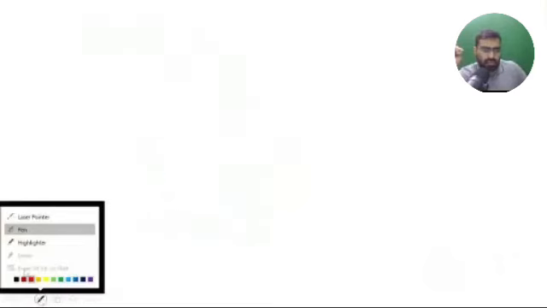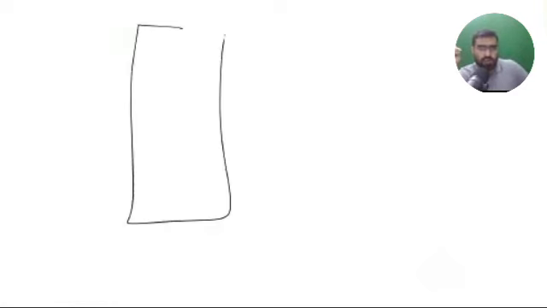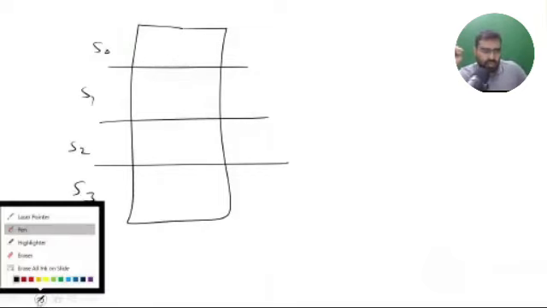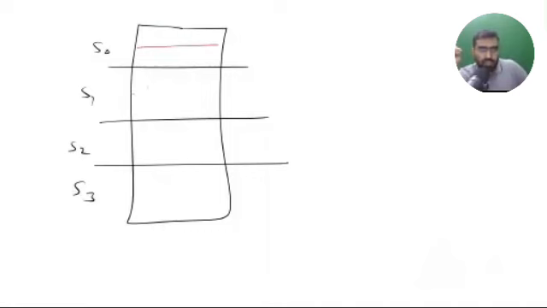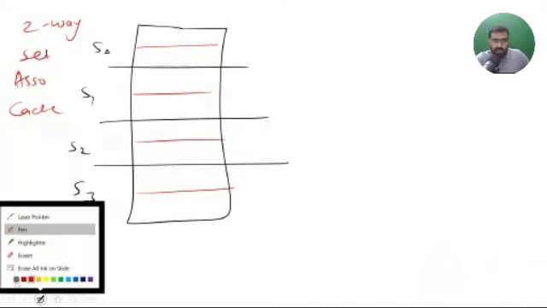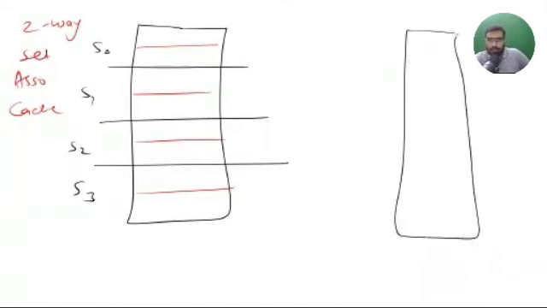Now in these sets you can have, for example, two lines each. So this is a two-way set associative cache memory. Now you can see what will happen. In the main memory, let's assume you have total 16 blocks. You can clearly see that there are 4 sets and 16 blocks, so 16 divided by 4 means 4 blocks will go to one set.